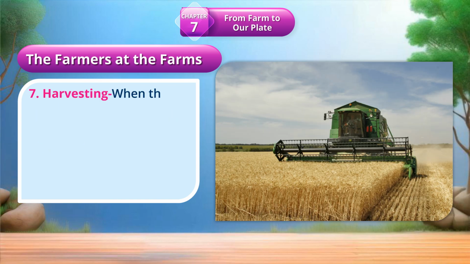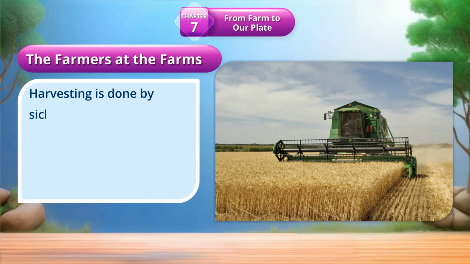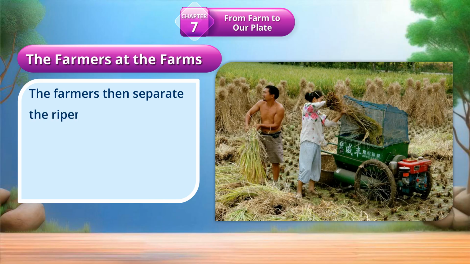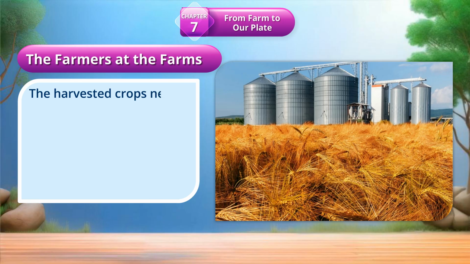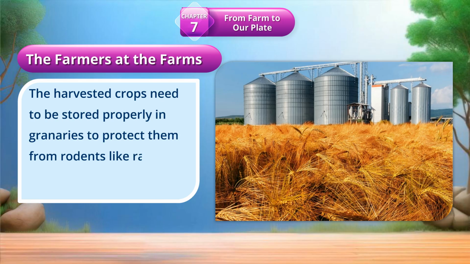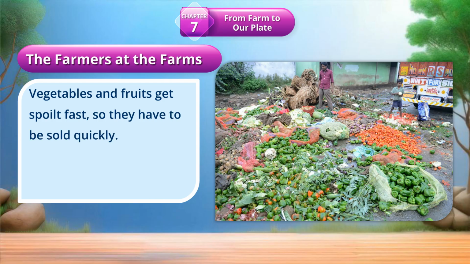7. Harvesting. When the crops are ripe, they are cut and gathered. This process is called harvesting. Harvesting is done by sickles or machines called harvesters. The farmers then separate the ripened seeds from the plants. This is called threshing. Then they remove the husk from the grains. This is called winnowing. The harvested crops need to be stored properly in granaries to protect them from rodents like rats, squirrels, etc. Vegetables and fruits get spoiled fast, so they have to be sold quickly.